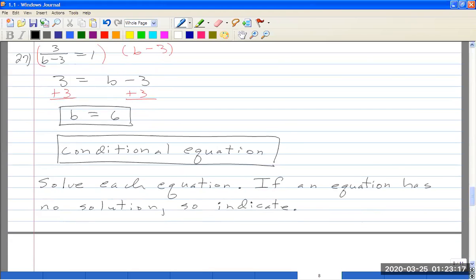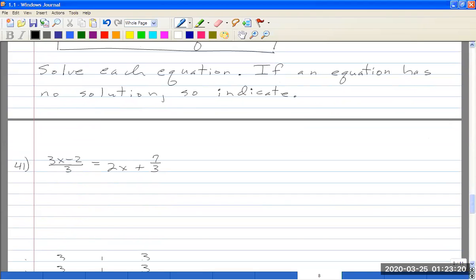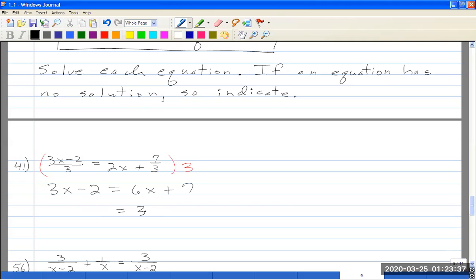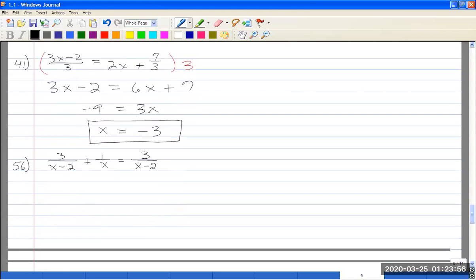Solve each equation. If an equation has no solution, so indicate. Okay, so in this case, let me multiply both sides of my equation by 3. So the 3's cancel. We get 3x minus 2 is equal to 3 times 2, 6x plus 7. Subtract 3x from both sides of my equation. Subtract 7 from both sides of my equation. Divide by 3. So x is equal to negative 3. And that is your answer. Notice there's no restrictions on x, just like in the first problem we did.